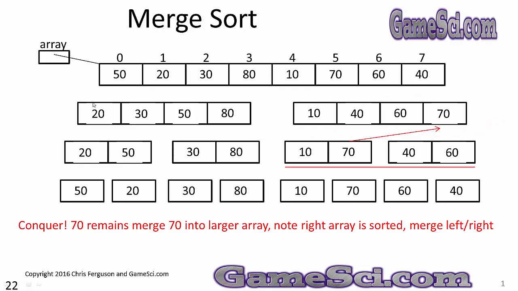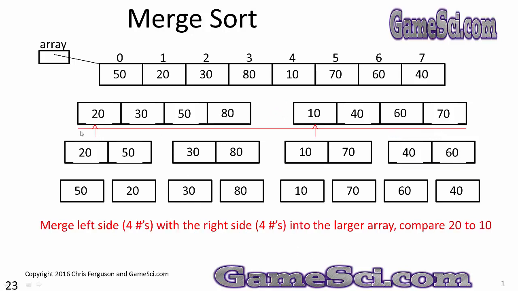If I have a sorted left array and I have a sorted right array, it's time to merge these 2 pieces into the larger array. You can see the red underline. The red underline goes all the way across. We physically didn't tear this array into 2 pieces. We logically separated it into 2 pieces, a left half and a right half.